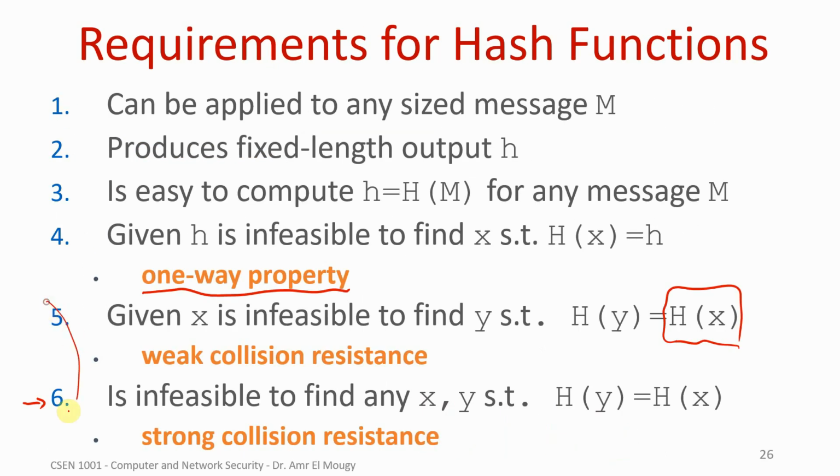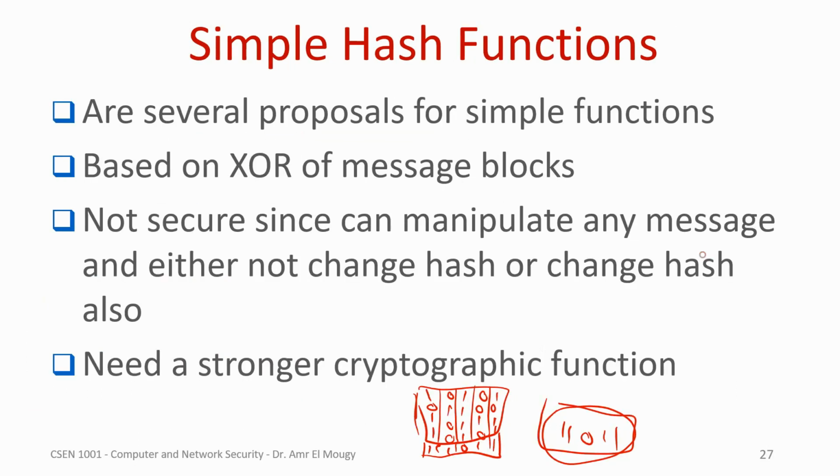Now, requirements 5 and 6. Given x, is it infeasible to find y such that h of y equals h of x? The answer is no. It is not infeasible. It's very easy. Because what I can do is change a 1 to 0 and a 0 to 1, and I will end up with the same result of the XOR. So given an original message, I can easily find another message that has the exact same hash.